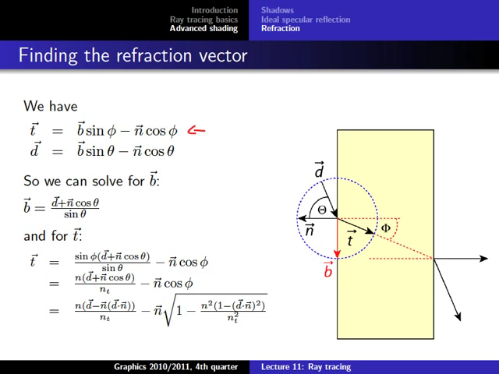And another interesting observation we have here is a square root, which of course can get negative. But the negative case is exactly the case when the relation between n and nt is such that there actually is no refraction at all. This is called total internal reflection, which means that there is no light going through the material. Good. Are there any questions?